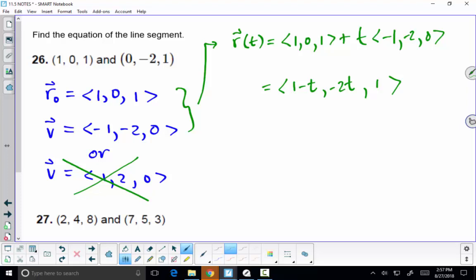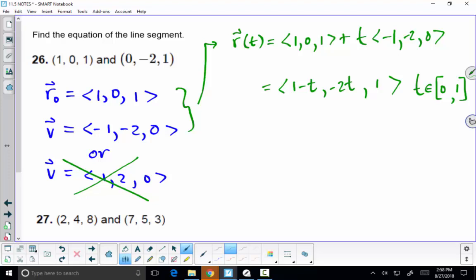What do you think we want to restrict t to so that we get just the line segment? From 0 to 1. Let's check. When you plug in t equals 0, you get 1, 0, 1. When you plug in t equals 1, you get 0, -2, 1.